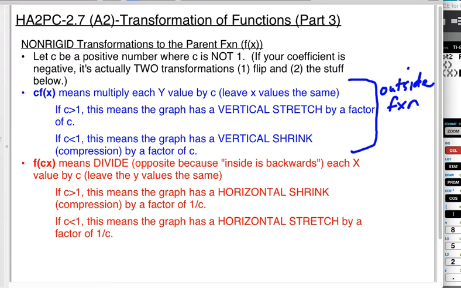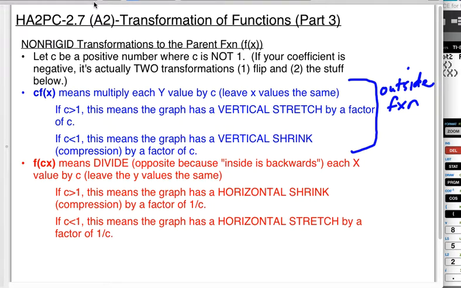So if c is bigger than 1, that means that each y value is getting made into a bigger number, right? Because you're multiplying each y value by a bigger number, right? So that's going to be a vertical stretch by a factor of c. For instance, if there was a 2 in front of my f of x, I would double every y value but leave all the x's the same.